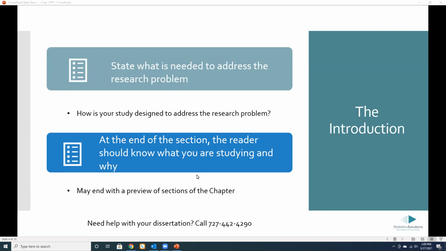And so when you end the section, again, you're going to flesh all this stuff out later, but your reader should understand what your topic is and why you're conducting your study. You can also end this section, if you want to, with a preview of the sections of the chapter that follow. So there should be no questions. Your reader shouldn't be scratching their head as they move on to the next section.